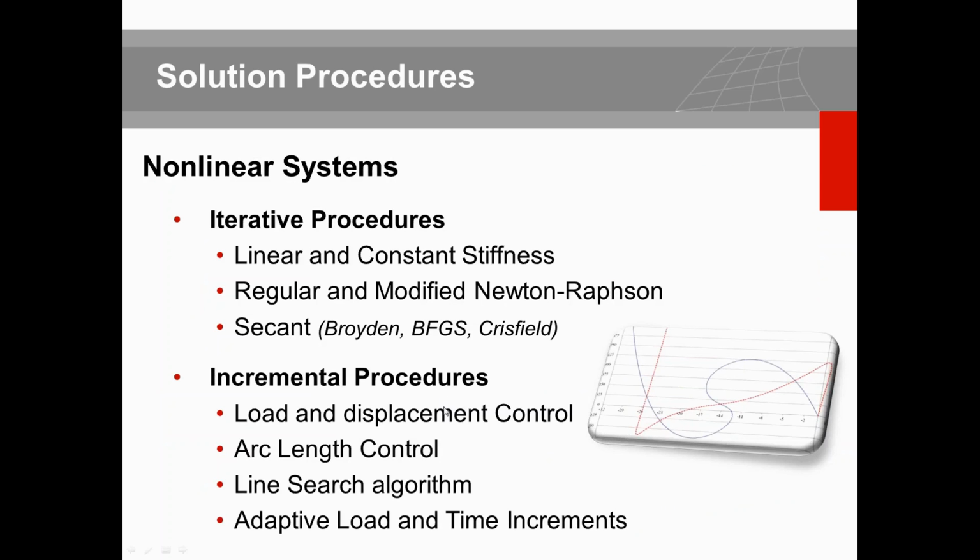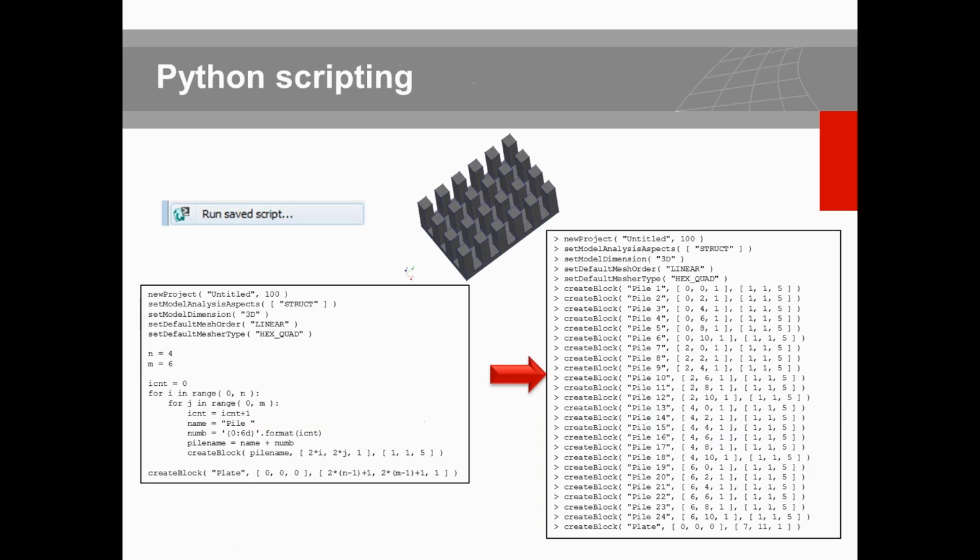When we are dealing with a nonlinear system, we are talking about different iterative procedures. These iterative procedures are based on linear or constant stiffness, regular or modified Newton-Raphson, and the secant method. The approach for the solution could be load or displacement control, arc length control, line search algorithm, and also adaptive load and time increment.